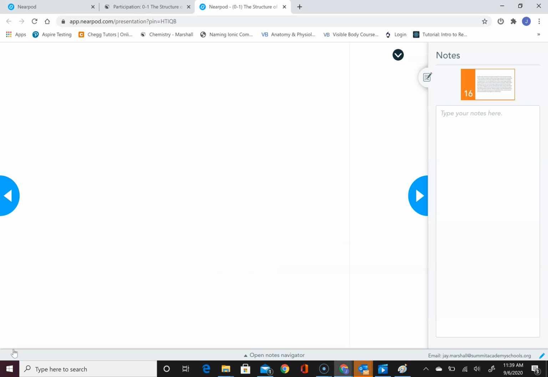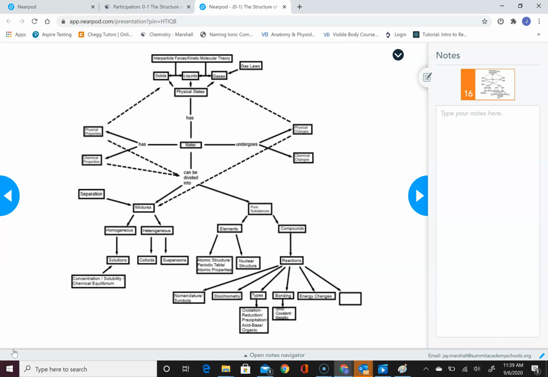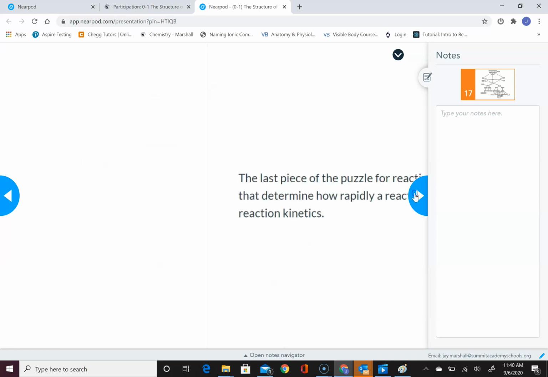So what I want you to do now then is in your graphic organizer under reactions, we're going to put bonding in this spot here, and we're going to put ionic, covalent, metallic here, and then we're also going to talk about the energy changes. Okay, and then we go on to the next slide.